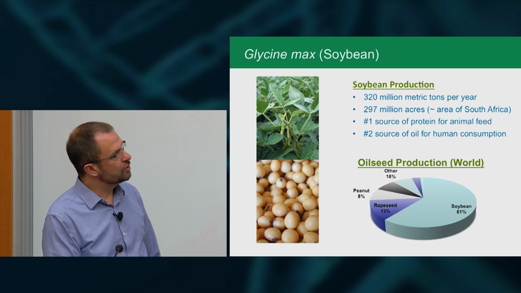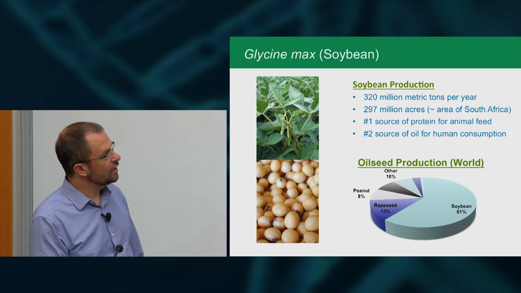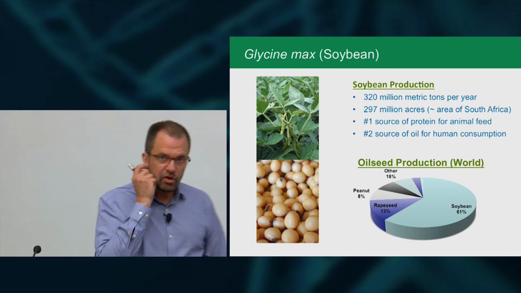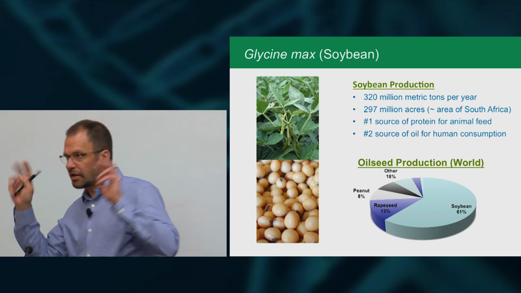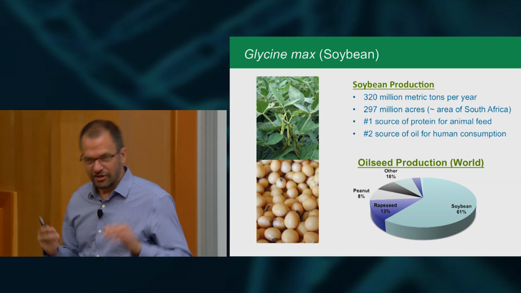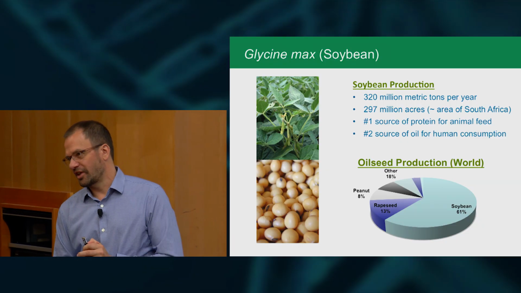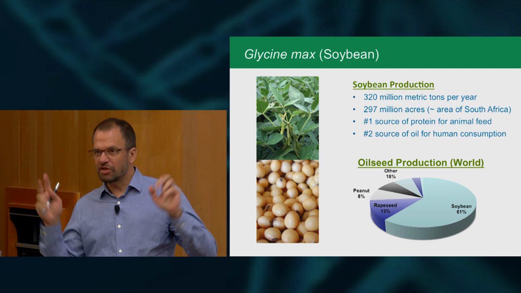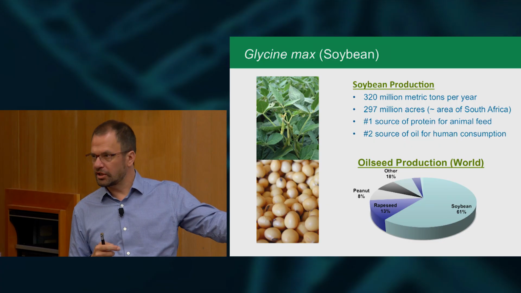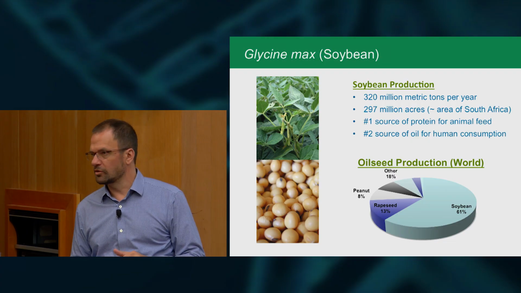And so it's the number two source of oil for human consumption. Now in the United States, over 95% of the soybean crop is GM. And when I use the term GM, I'm talking about what I would say is a conventional use of that term. That is, a GM plant, in my definition, has foreign DNA that's been inserted into its genome, foreign DNA that originates from another organism, right?